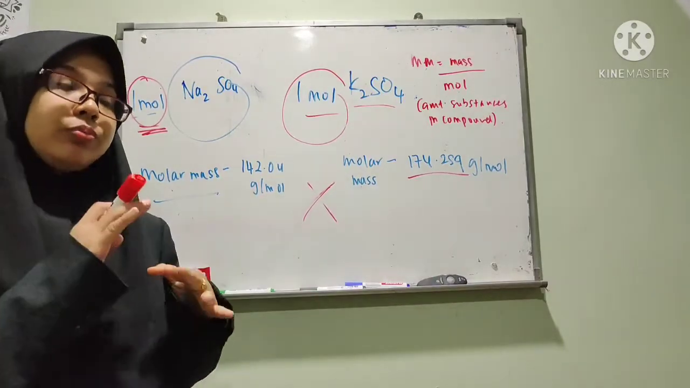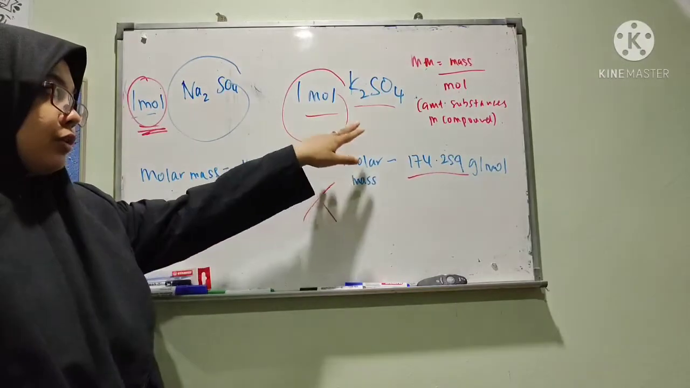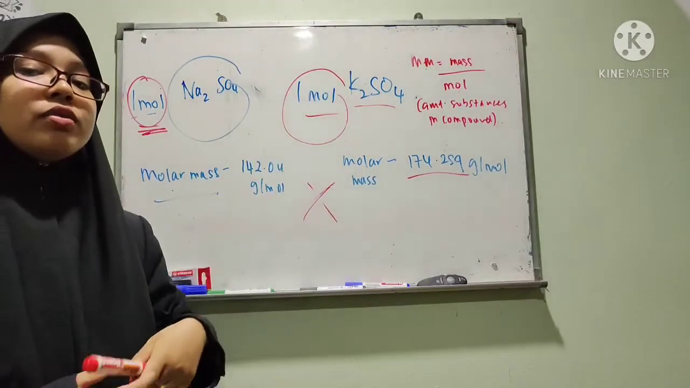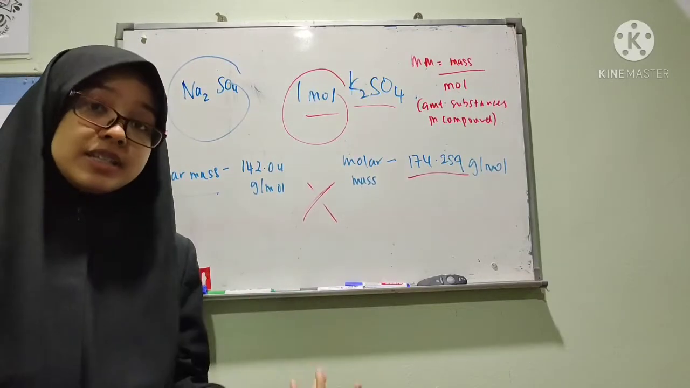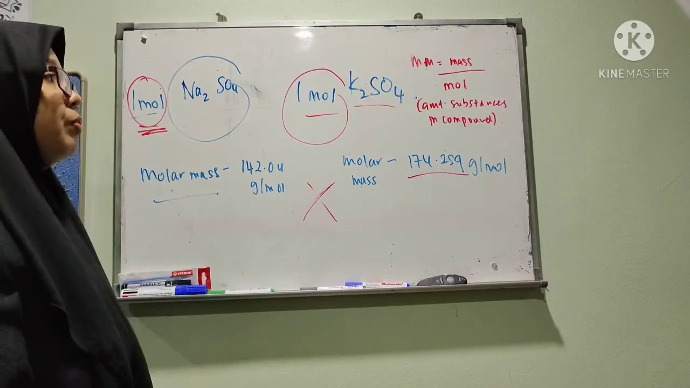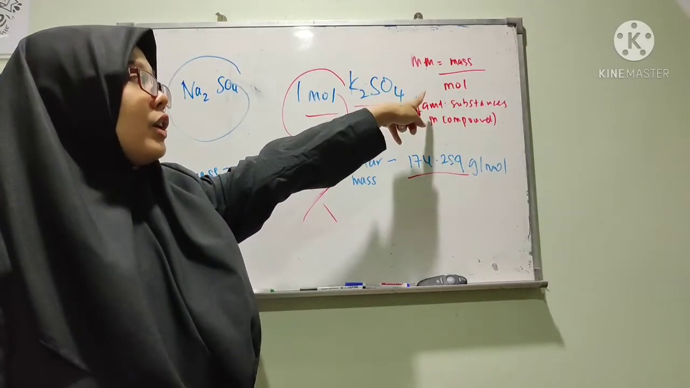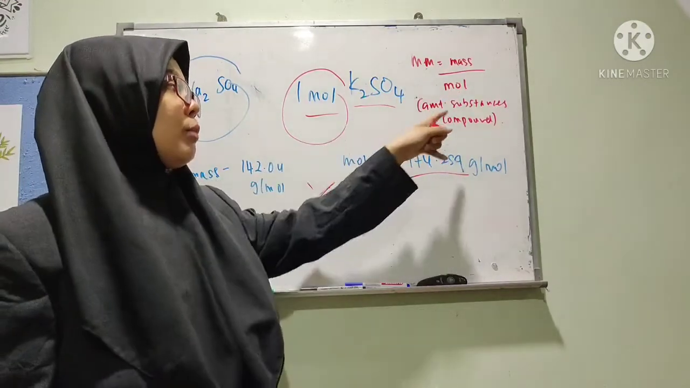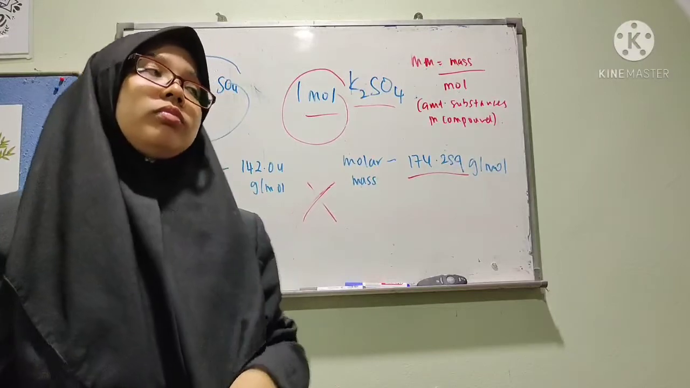So this is wrong, because the 1 mole in front of the substance, the coefficient, represents the number of molecules present. While the molar mass is actually termed as the mass over the number of moles. Number of moles is the amount of substance present in the compound.